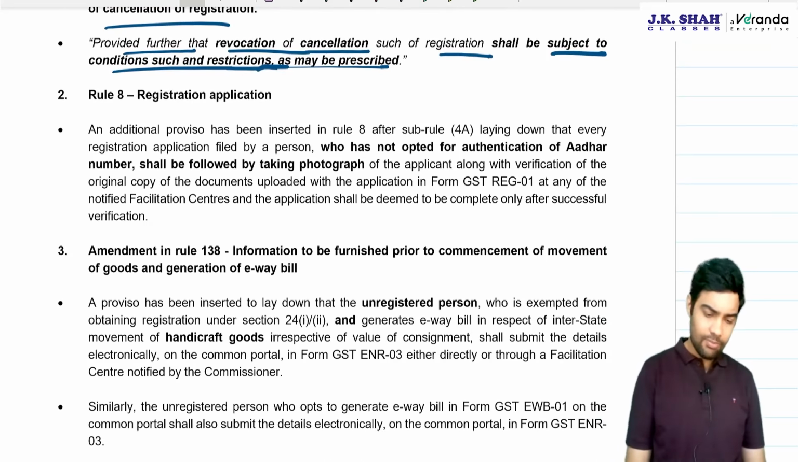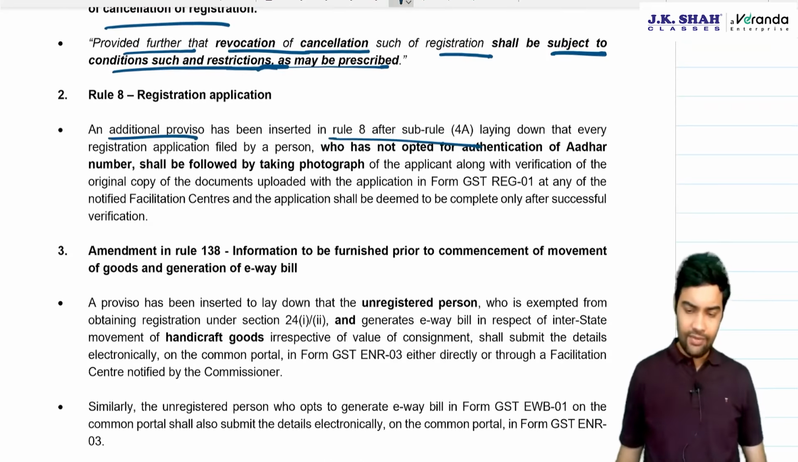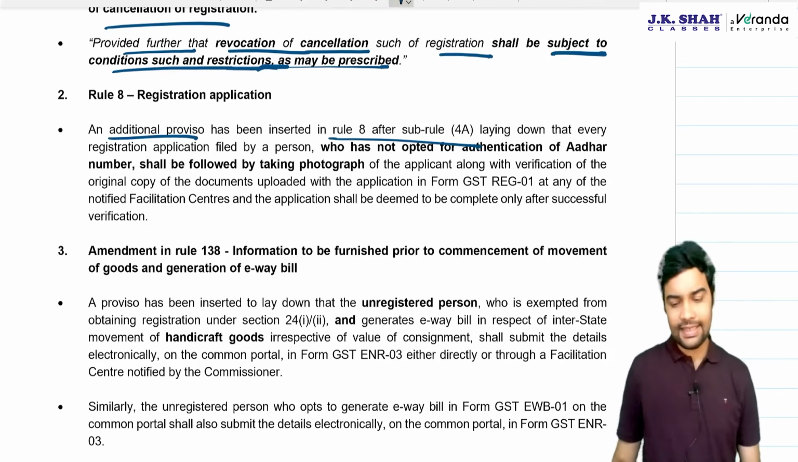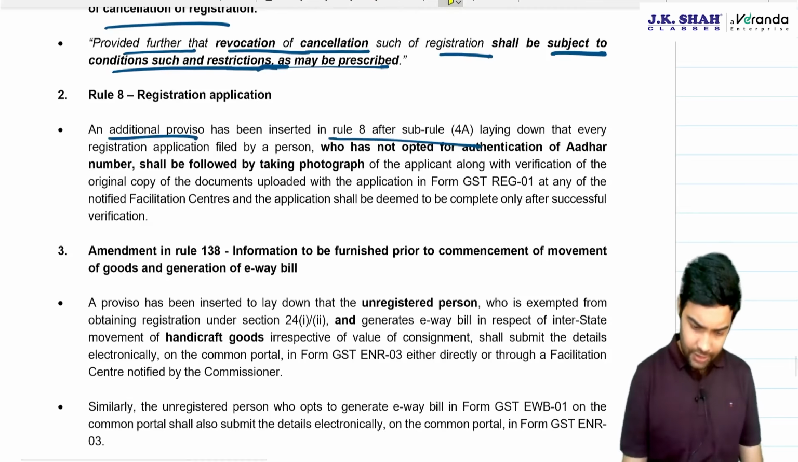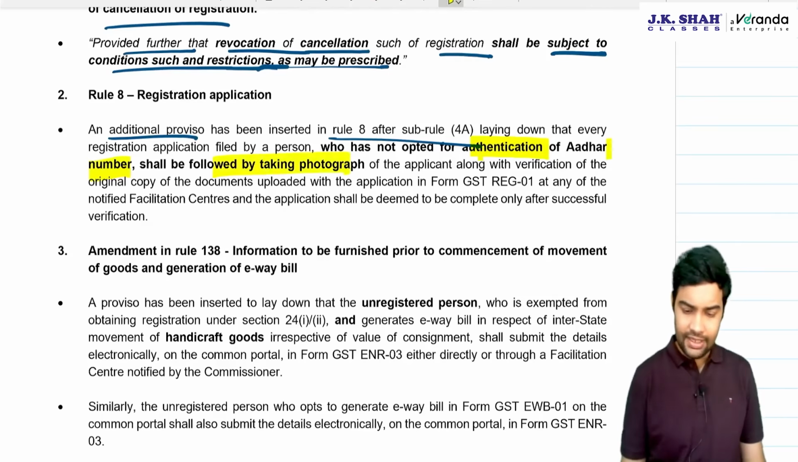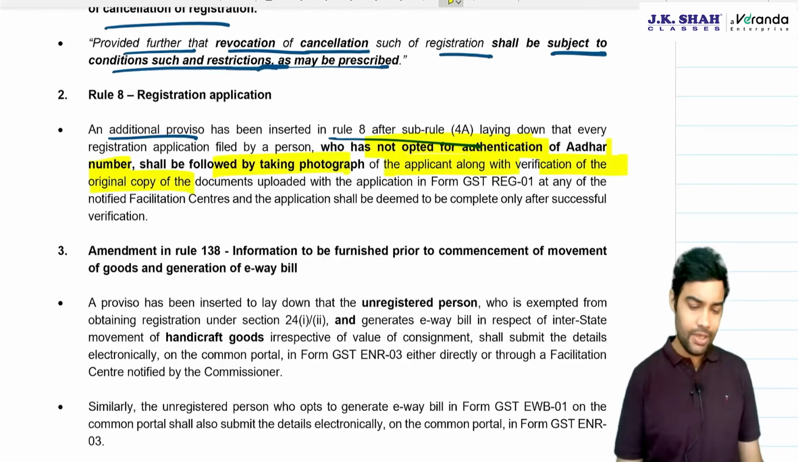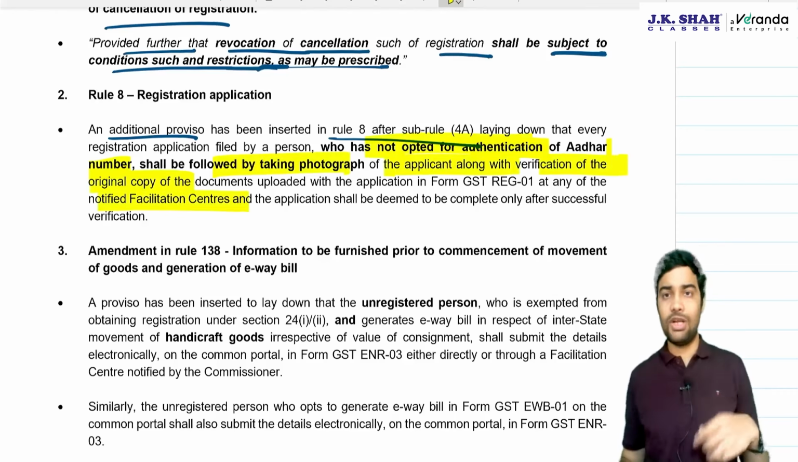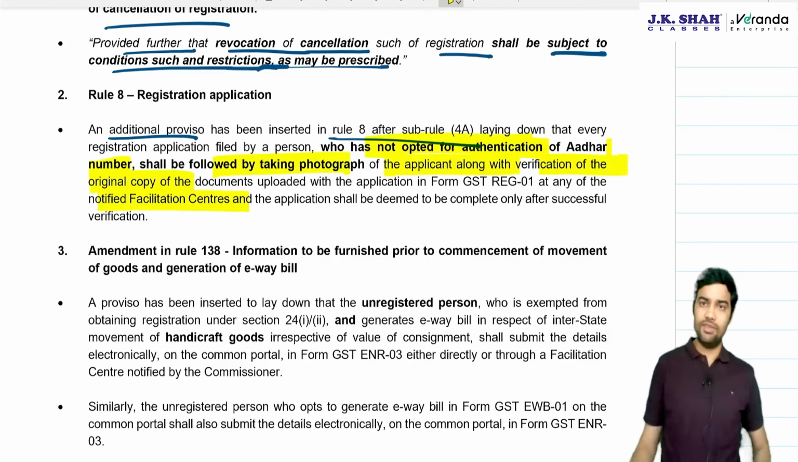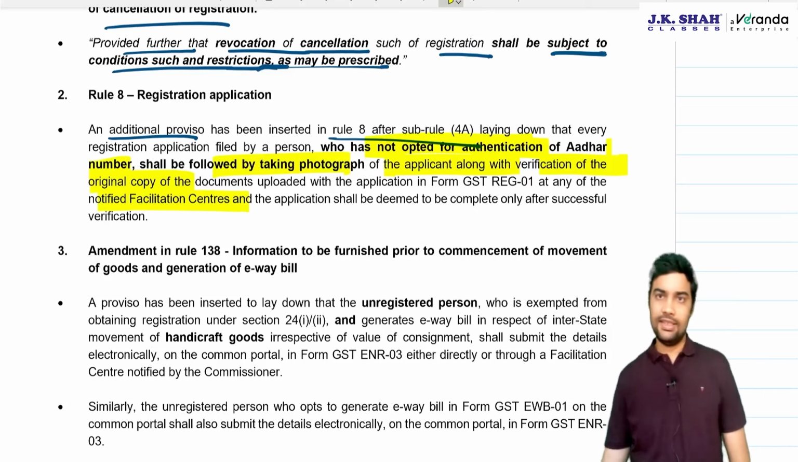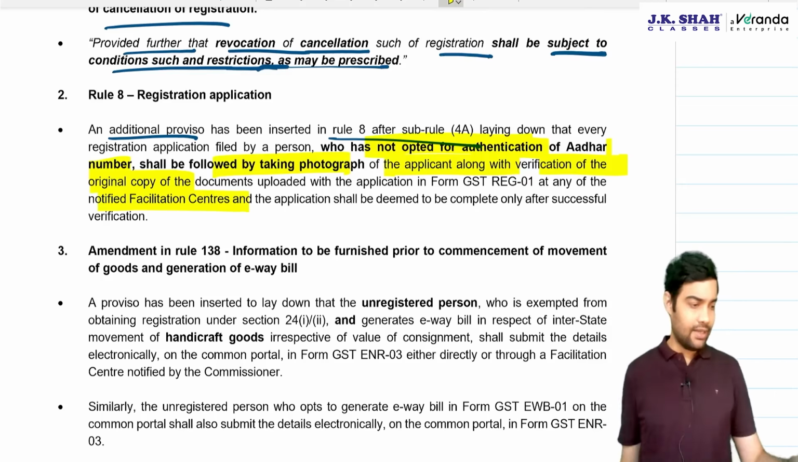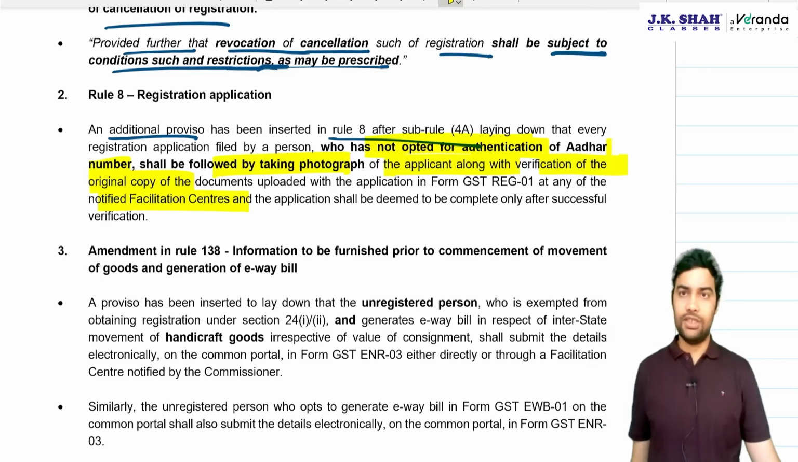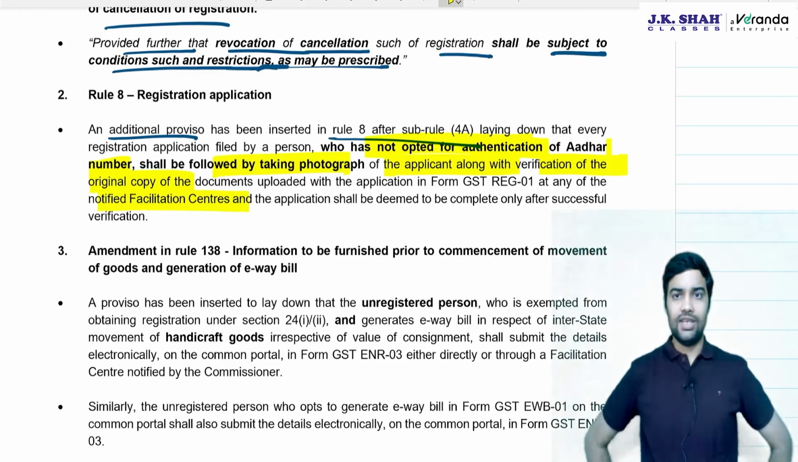Then an additional proviso is inserted in Rule 8(4) saying that any person who has not opted for Aadhaar authentication shall be followed by taking a photograph of the applicant along with verification of original copies at the facilitation centers. So biometric Aadhaar authentication will be done for such persons. It would be mandatory to do biometric Aadhaar authentication for such persons. That has been mandated very clearly.